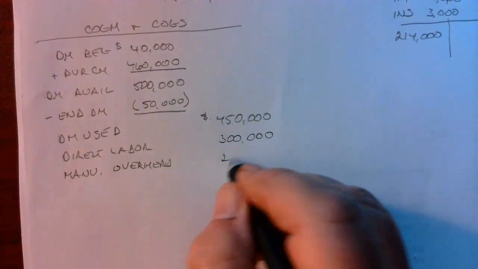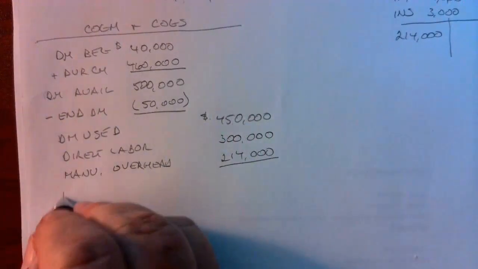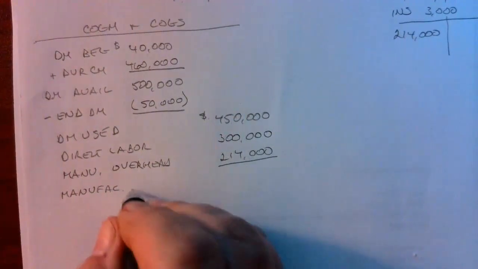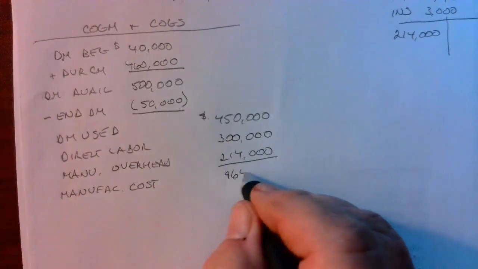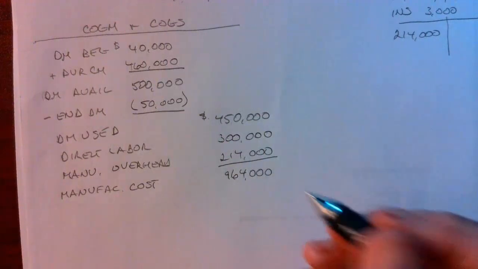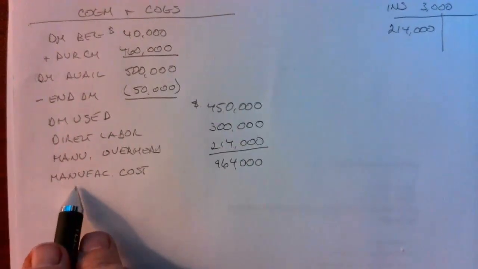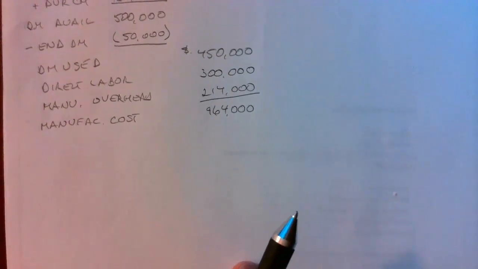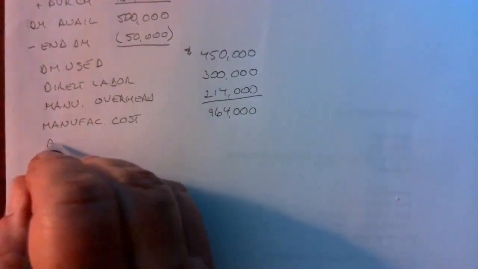That's 214. And this is manufacturing cost, $964. Now I'm using some abbreviations here, but don't make these little tiny words that don't mean anything, especially if you're on an exam. I need to know that you see it. It can't be too cryptic, okay? But on the other hand, you don't want great big long sentences because you don't have time. You definitely won't have time. So 964.